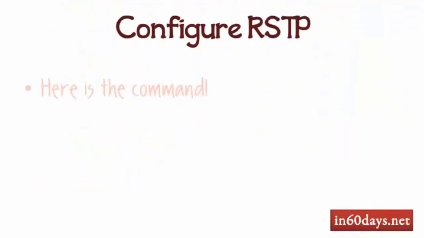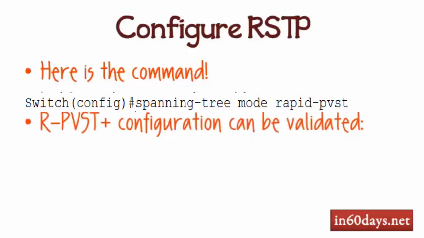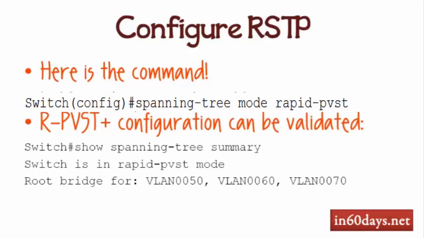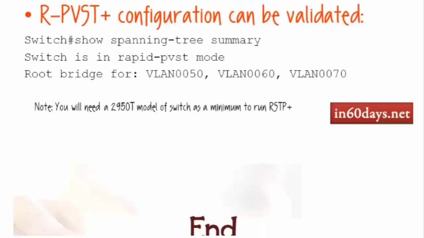Configuring rapid spanning tree is really easy. There's only one command actually: spanning-tree mode rapid-pvst, rapid per VLAN spanning tree. So this is turned on by default actually. Show spanning-tree summary and it will show you what mode. So we've got rapid per VLAN spanning tree mode. If you're going to try it on your home switches, you need a minimum Cisco 2950 model of switch to run rapid spanning tree. The command won't be recognised otherwise.